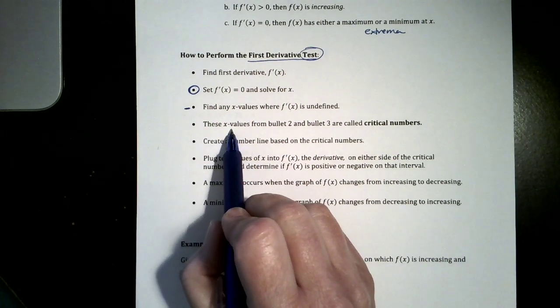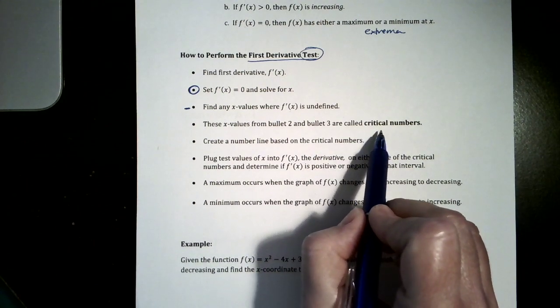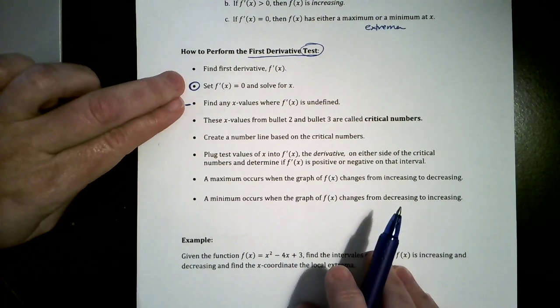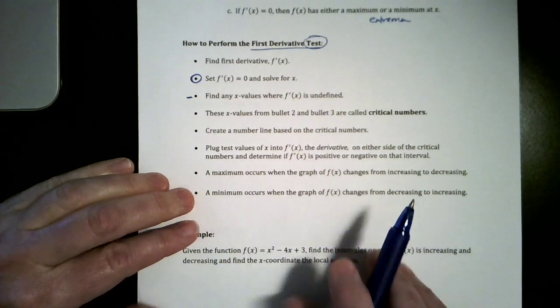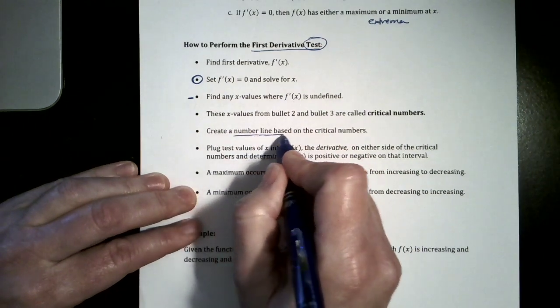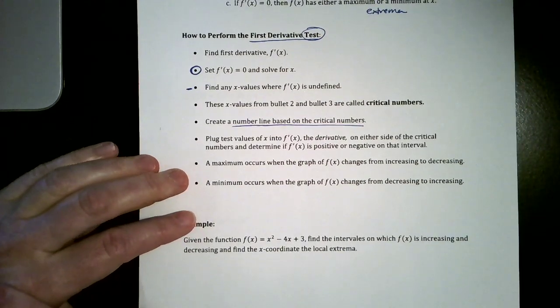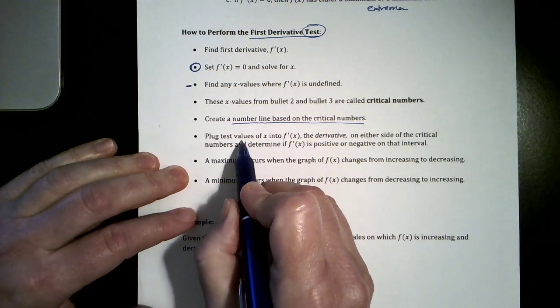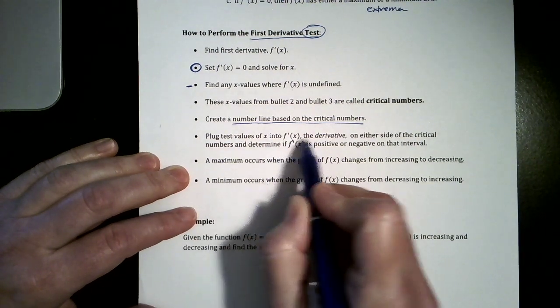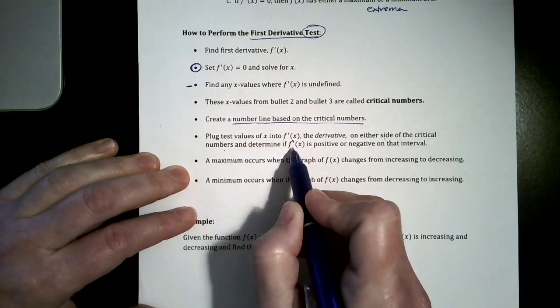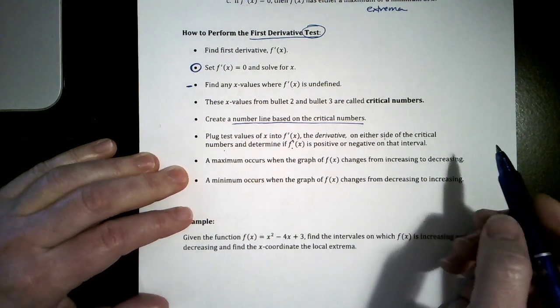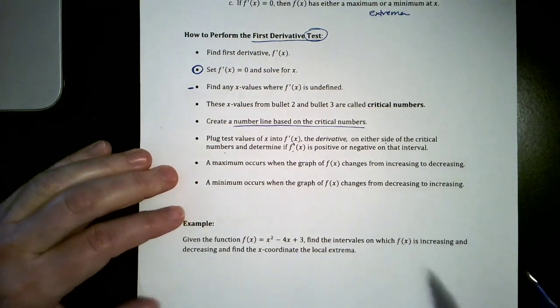The x values from bullet 2 and bullet 3 are called critical numbers. We're going to create a number line based on the critical numbers, and I'll show you how to do that. We're going to plug test values into the derivative on either side of the critical numbers and determine if the derivative is positive or negative. And I'll show you how to do that.